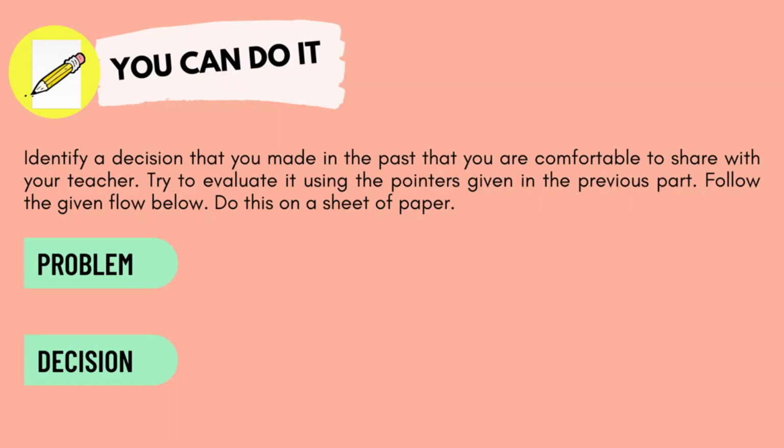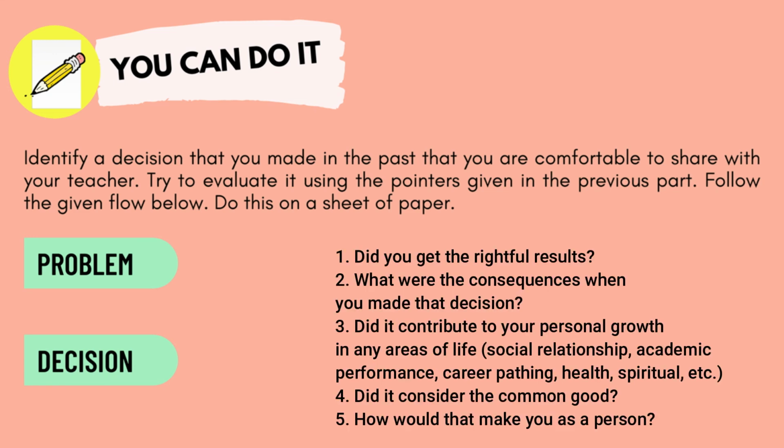You can do it. Identify a decision that you made in the past that you are comfortable to share with your teacher. Try to evaluate it using the pointers given. Do this on a sheet of paper. Here are some of the questions that will guide you in answering this part. Number 1, did you get the rightful results? Number 2, what were the consequences when you made that decision? Number 3, did it contribute to your personal growth in any areas of life? Number 4, did it consider the common good? And number 5, how would that make you as a person?